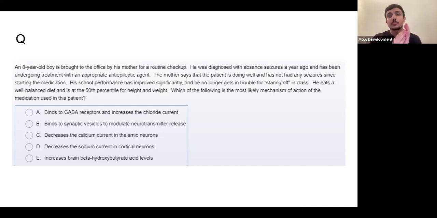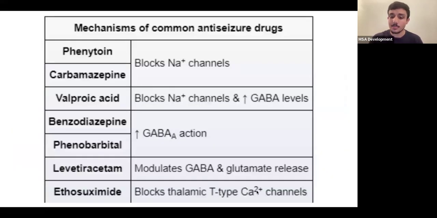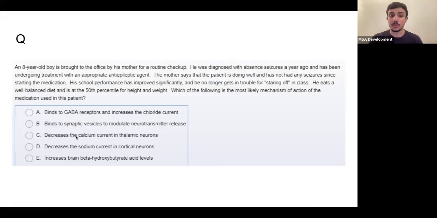It's ethosuximide, okay? So what is the method of action of ethosuximide? I hope you said the answer is C. Decreases the calcium current in thalamic neurons, like I showed you here. Blocks thalamic T-type calcium channels, okay? That's very important to remember. These are how the questions can be formulated, okay?